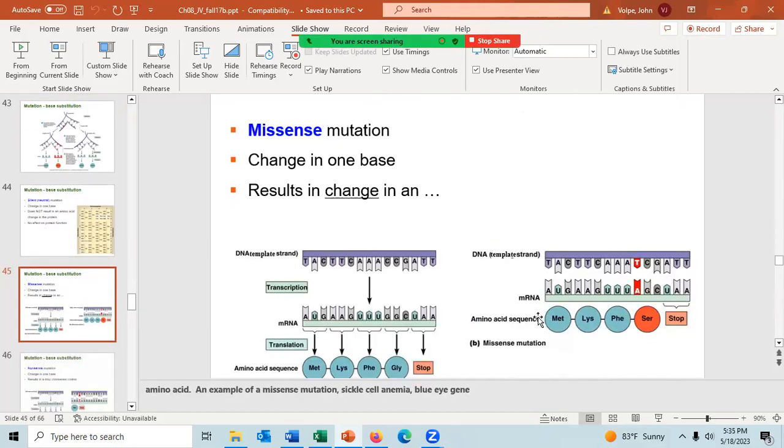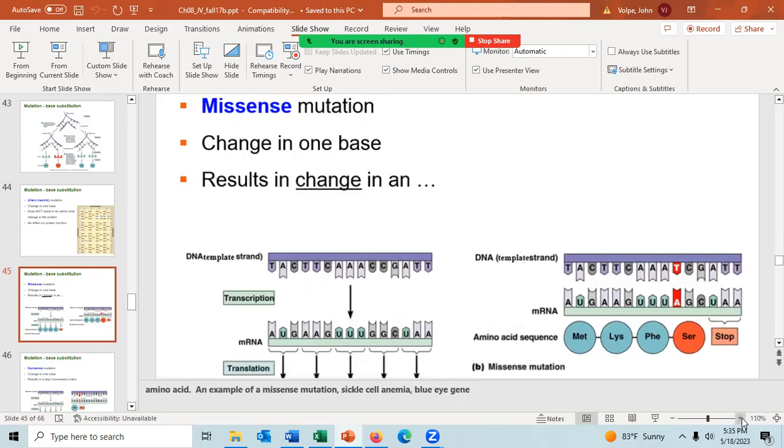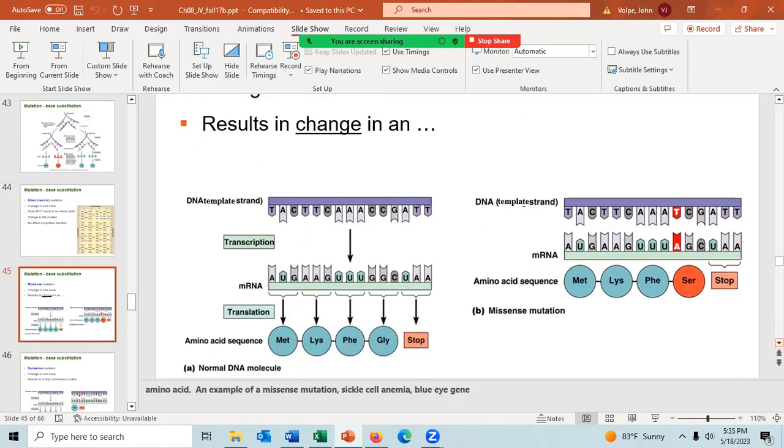A missense mutation is a change in one DNA base, and it does result in a change in the amino acid. Let me blow this up a little bit, just a little. So we have CCG. Is that right? Maybe it's GGC. And it gets converted to AGC.